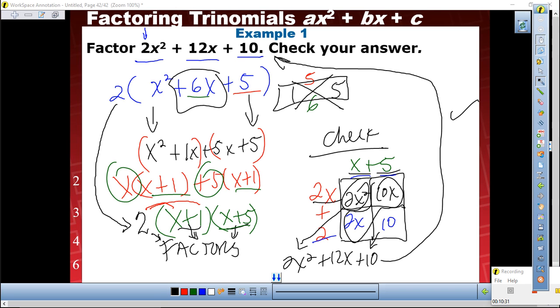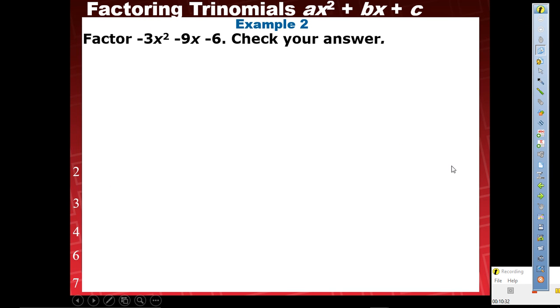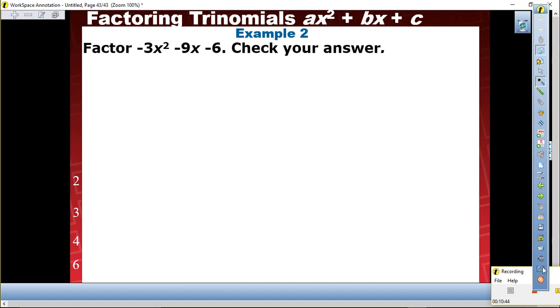Example number 2. Copy this. Just copy the trinomial. You don't have to copy the instructions. Example 2, bless you. Factor negative 3x squared minus 9x minus 6, and check your answer. I'm going to zoom in a little bit.